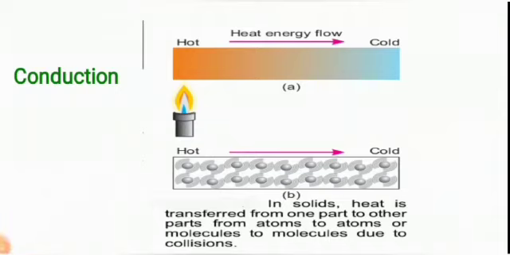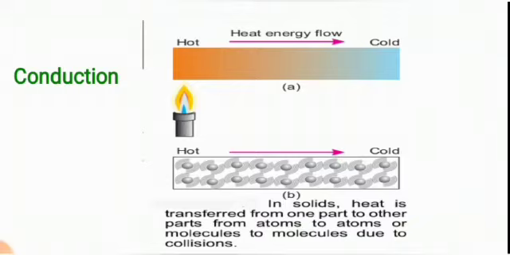Now students, the very first mode of transfer of heat that we are going to discuss in our today's lecture is conduction. Students, the handle of a metal spoon held in hot water soon gets warm. But in case of a wooden spoon, the handle does not get warm. Both the materials behave differently regarding the transfer of heat. Both metals and non-metals conduct heat. Metals are generally better conductors than non-metals.